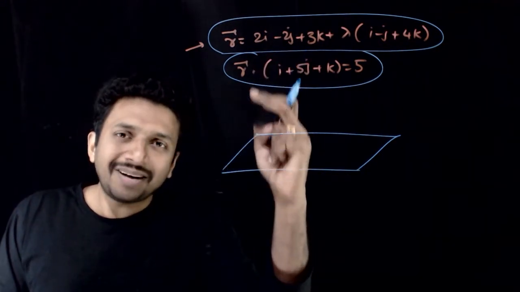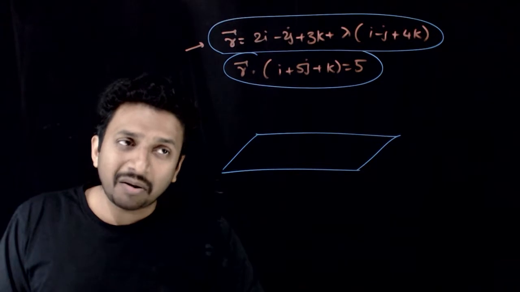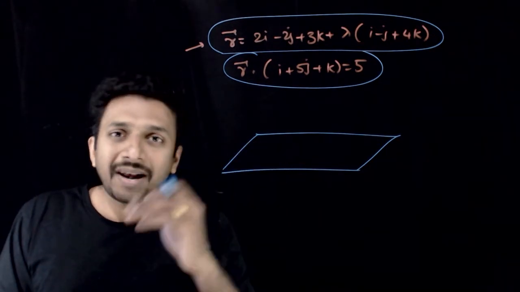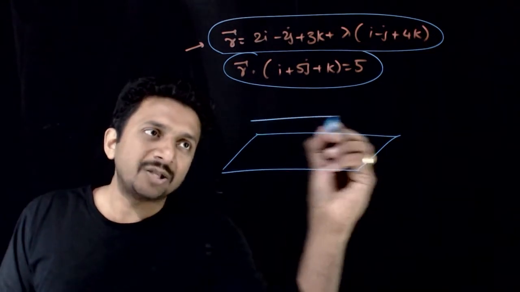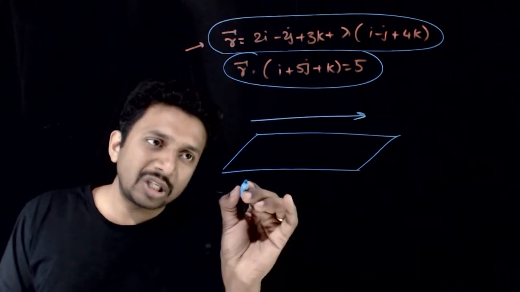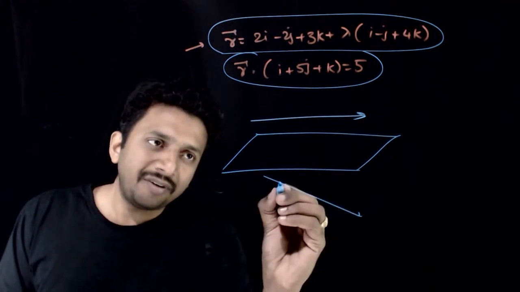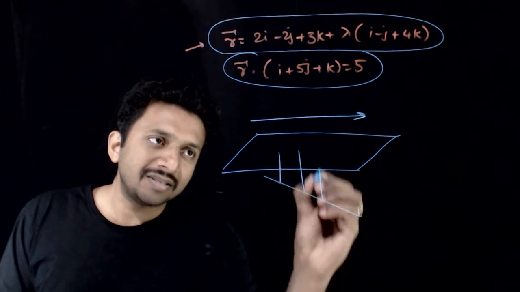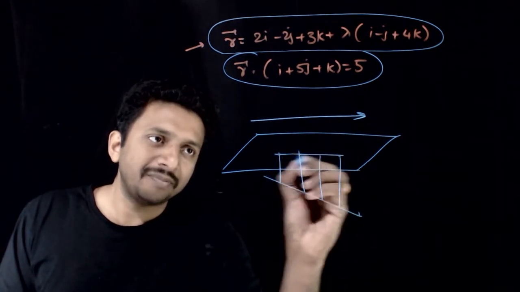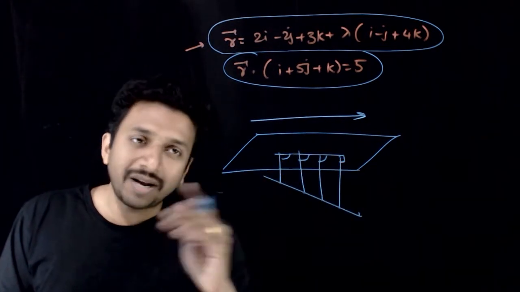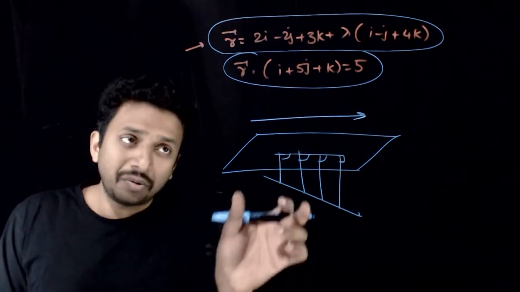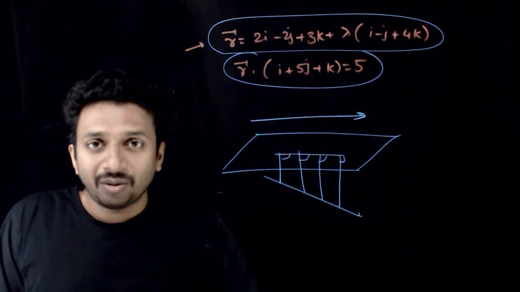If you're asked to find the distance between the plane and a line, obviously the line has to be parallel to the plane, because if the line is not parallel to the plane, different points will be at different distances from this plane. So obviously this line has to be parallel to the plane.